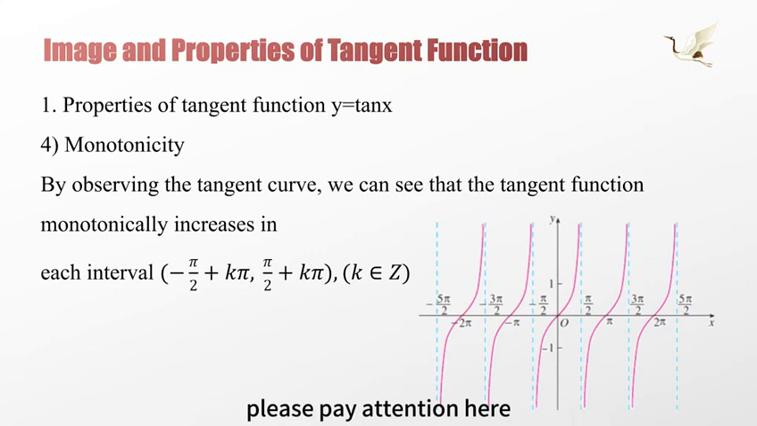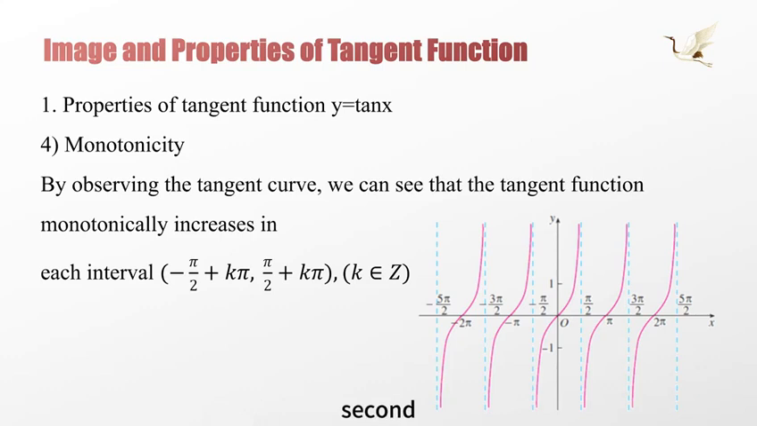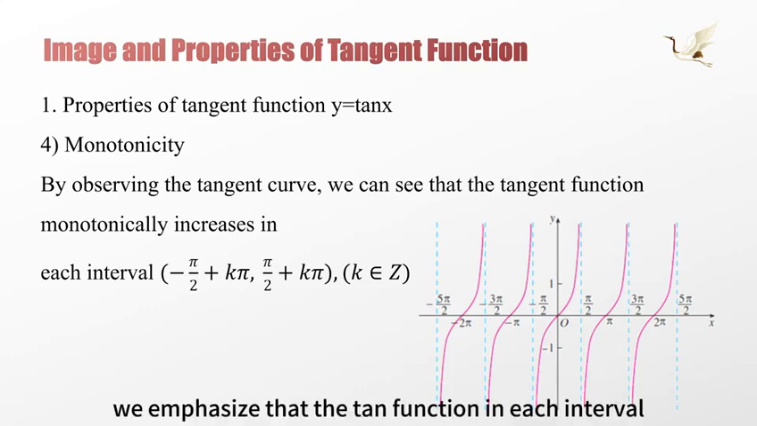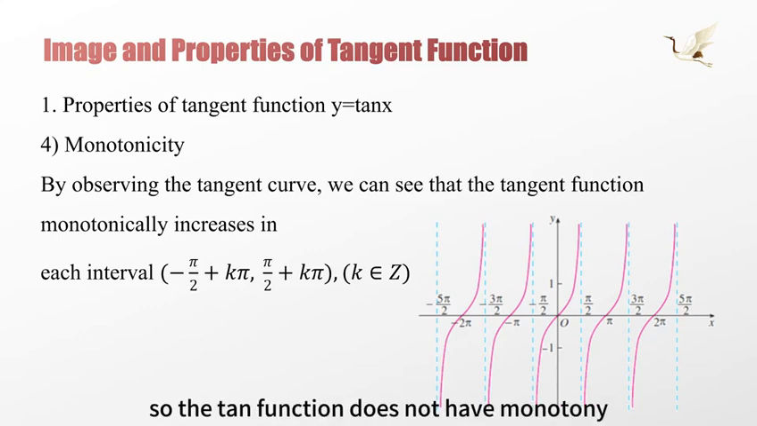Please pay attention here. First, since the endpoints of the interval are not within the definition domain of the tangent function, the monotonic interval of the tangent function must be written in the form of an open interval. Second, we emphasize that the tangent function increases monotonically in each interval. In this form, any value of k corresponds to a specific increasing interval. As we mentioned earlier, the domain of the tangent function is the union of these infinite intervals, so the tangent function does not have monotonicity in its entire domain.